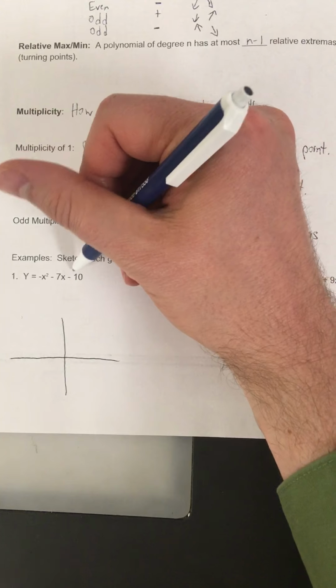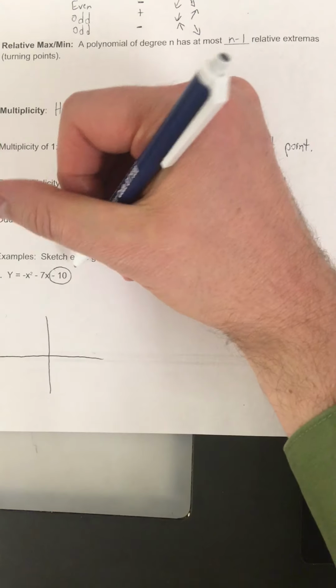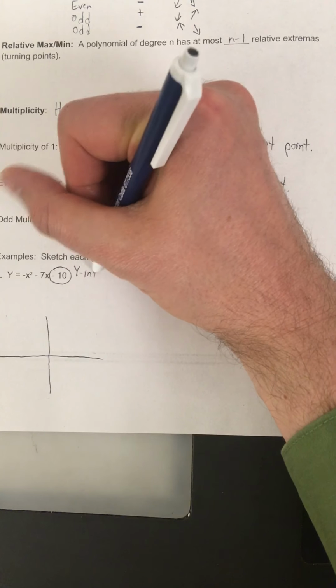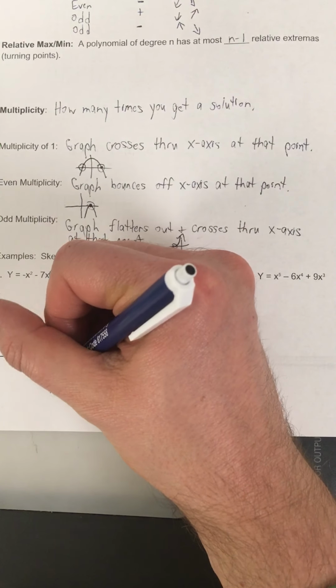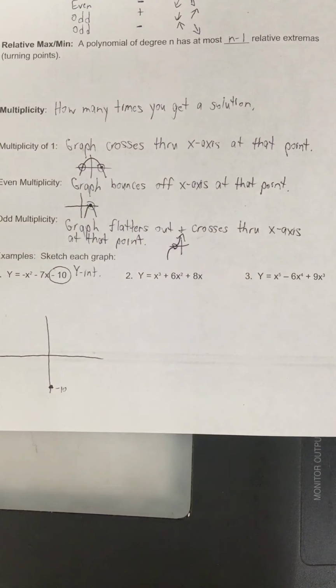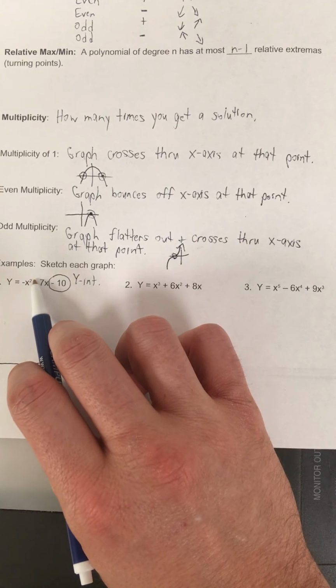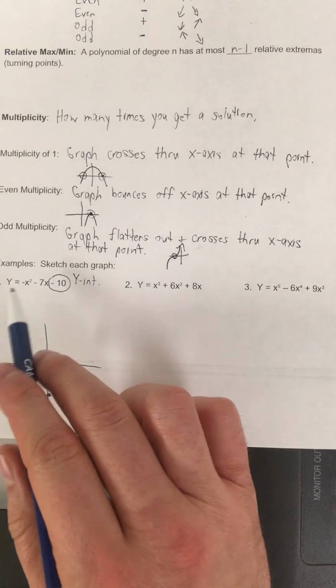And also, if you remember this number in the back, do you remember what that tells you? That's the y-intercept. So I'm just going to graph, here's negative 10 down here. I know it's crossing through the y-axis at that point. Now, everything else, multiplicity and x-intercepts, I'm going to have to get from factoring. And by the way, since it's degree 2, what's the most number of turning points it could have? It could have at most 1 turning point, 1 less than the degree.